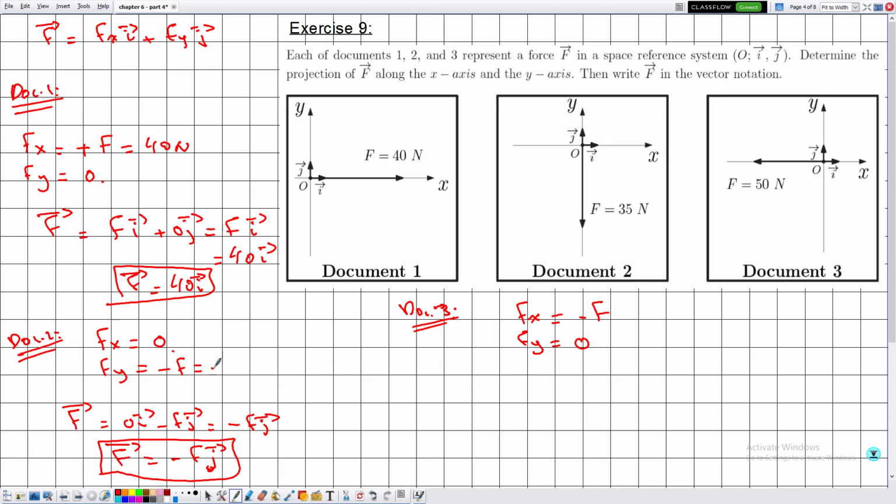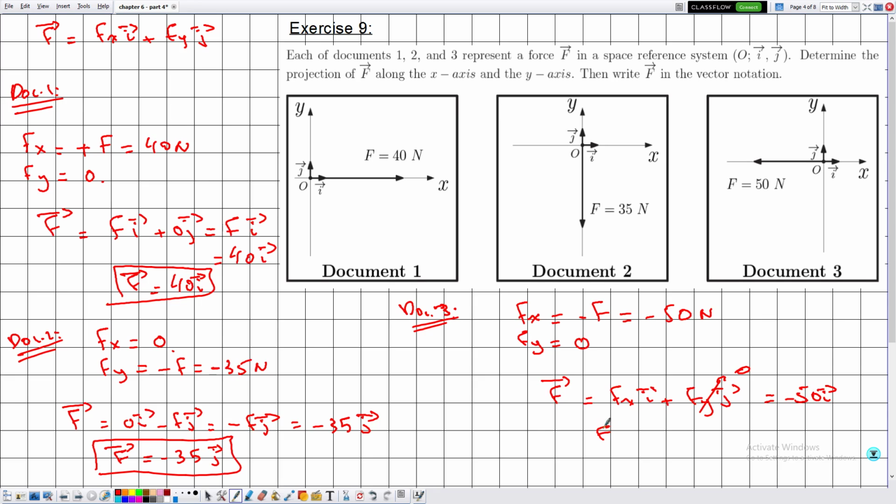So this is equal to minus 35 newtons. Then this is equal to minus 50 newtons. And in the vector notation, F is given by Fxi plus Fyj. Then this is equal to 0 minus 50i. So in the vector notation, F is equal to minus 50i.